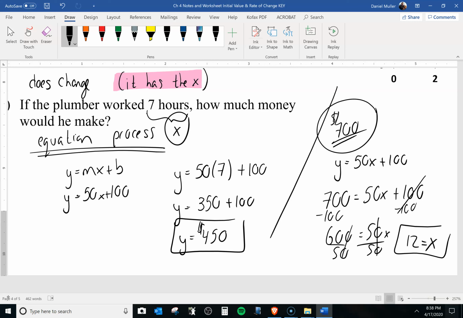So you need to understand the difference. Here I said, hey, the plumber worked 7 hours, how much money? Here I said, here's the money, how many hours? So they're opposites. So you just need to know that, and that's the biggest part. Those are the questions I'm going to ask you on your test, which is why I gave you an example down below from Miranda and babysitting for you to practice.